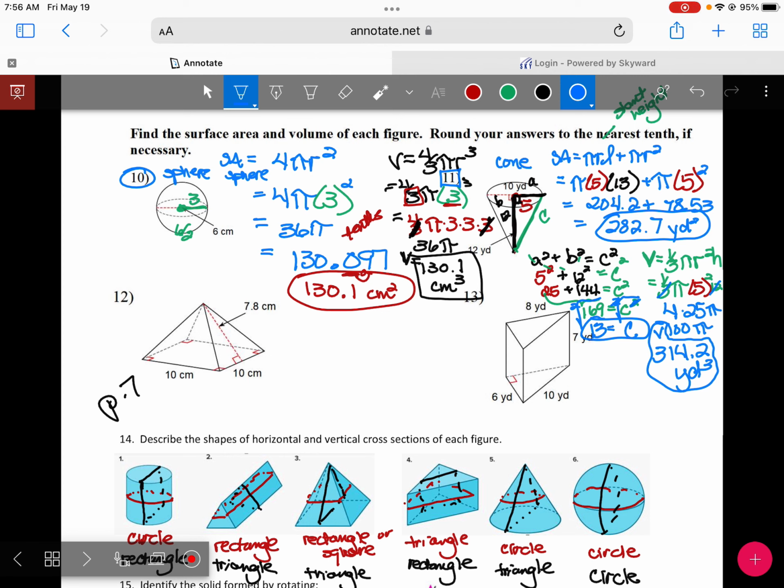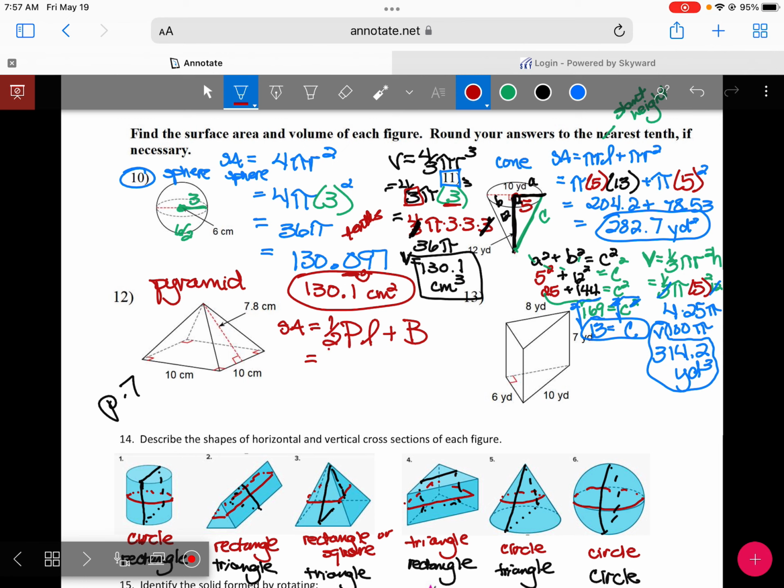Number 12. This is a pyramid. If you think of Egypt and remember seeing the Great Pyramids, they come up to a single point. This one happens to be a square pyramid. Surface area is the perimeter, capital P, times the height. Ooh, no. Back up. It's 1/2. Isn't it 1/2? Times capital P times L plus the base. Is that right? I think that's right. Yeah, I had to think about that a minute.